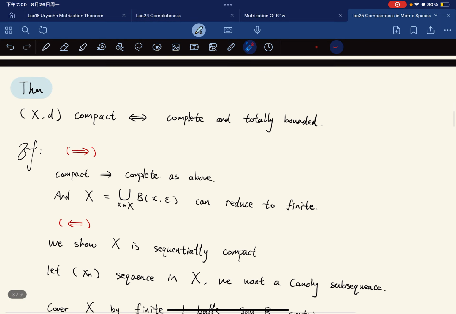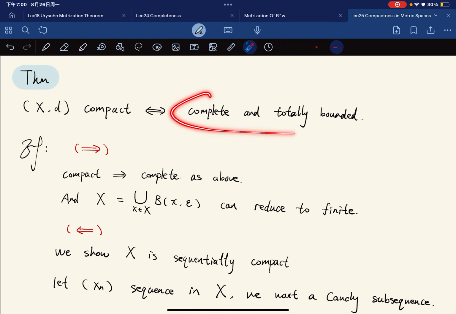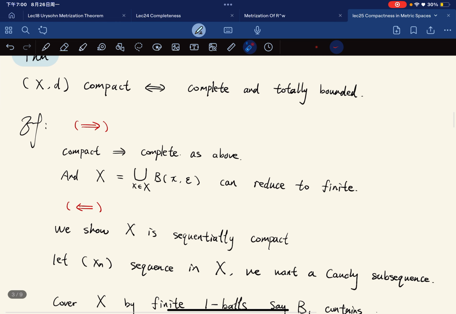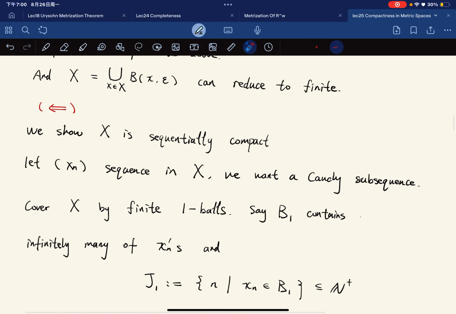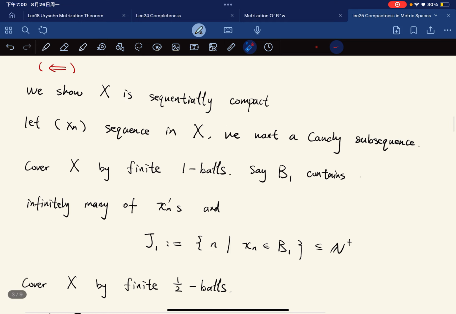So here we have a theorem that compactness is equivalent to complete and totally bounded. And for this direction, if it's compact, it's definitely complete, as we said before, and we have this, right? Since it's compact, this is an open cover of X, and X is compact, so we can reduce to a finite one, which gives a covering by finitely many epsilon balls. So the hard part is the converse. Well, for the converse, it suffices to show that X is sequentially compact.